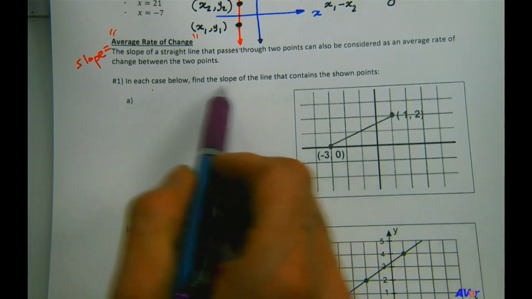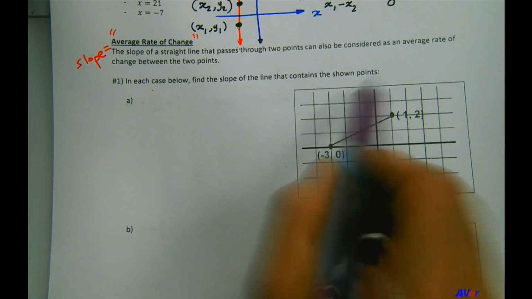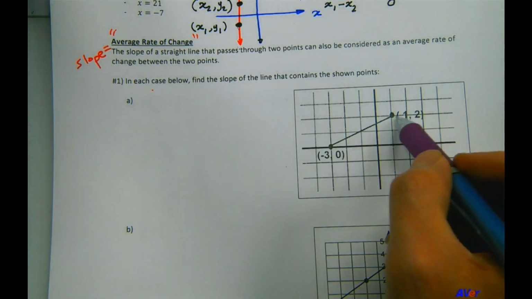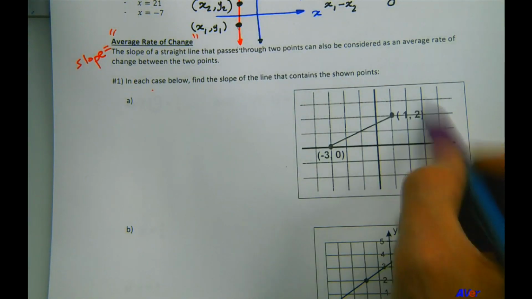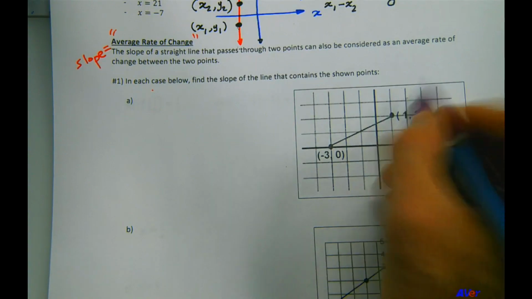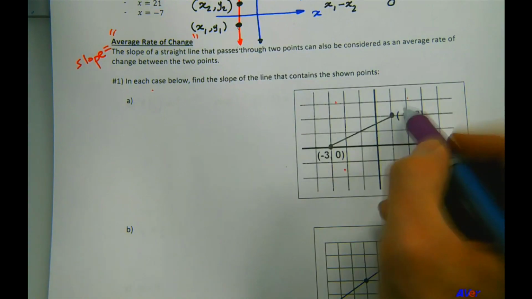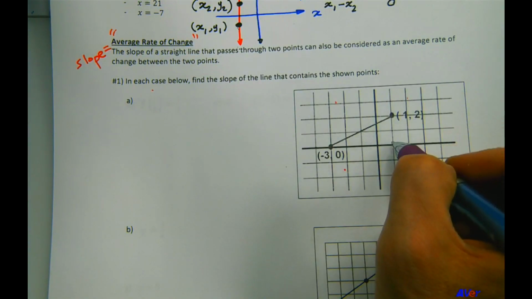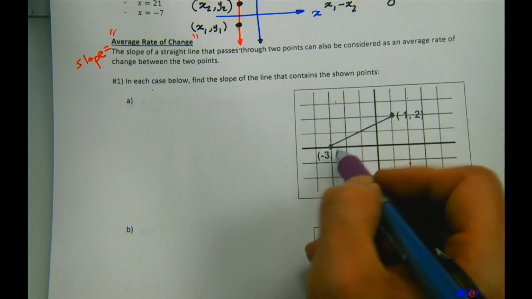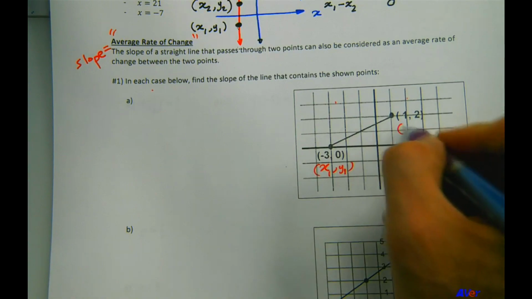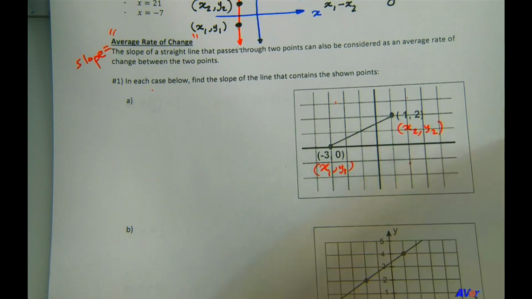So in each case below, find the slope of the line that contains the shown points. So we have -3, 0, which is an x-intercept, and we have some point out there in the first quadrant, right? This is the first quadrant, second quadrant, third quadrant, and fourth quadrant, going counterclockwise, which has components 1, 2. So for the slope, we can call this x1, y1, and that one x2, y2, right? We can label the points.